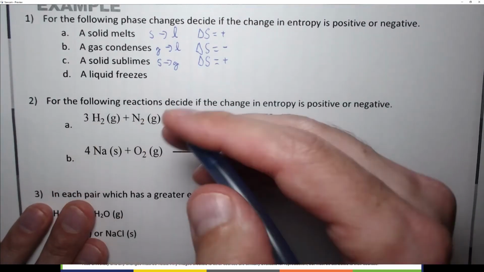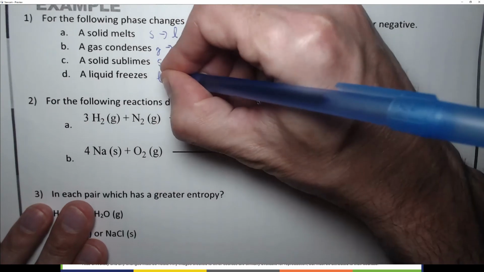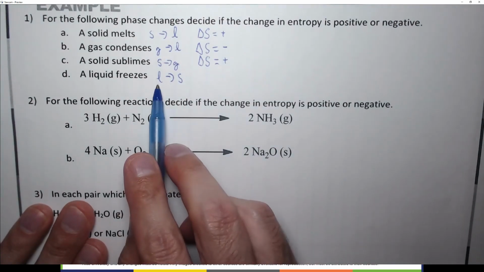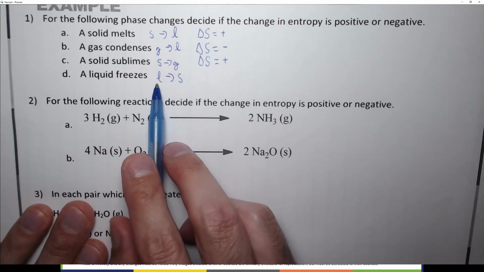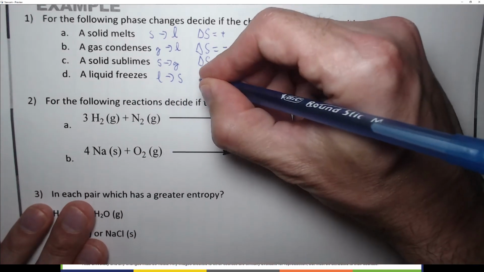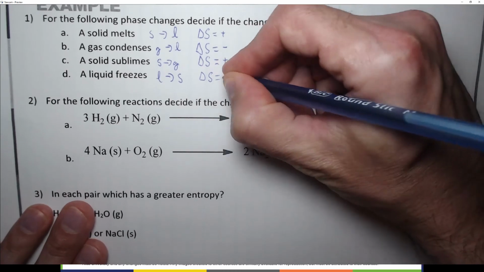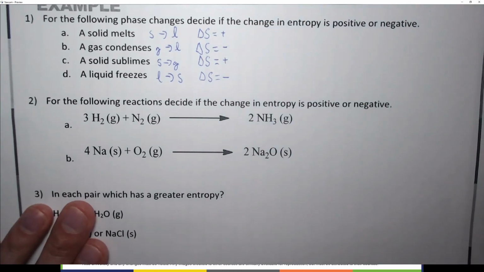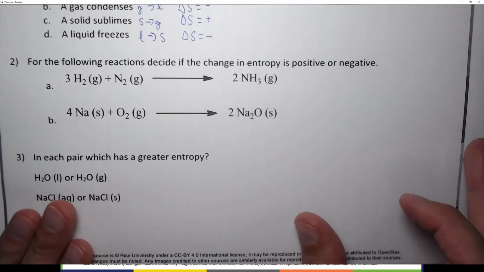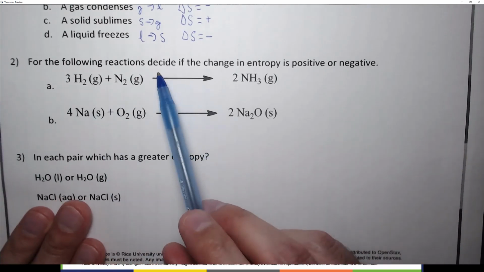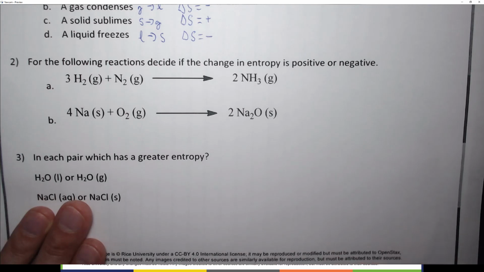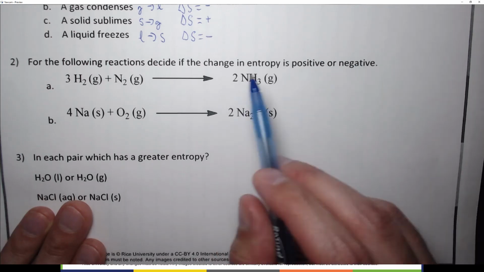A liquid freezes. So we have a liquid forming a solid. A liquid has more disorder, and a solid has less disorder. So we've lost disorder. Said another way, delta S is negative. Let's look at the next one, which is a bunch of reactions. It says for the following reactions, decide if the change in entropy is positive or negative.